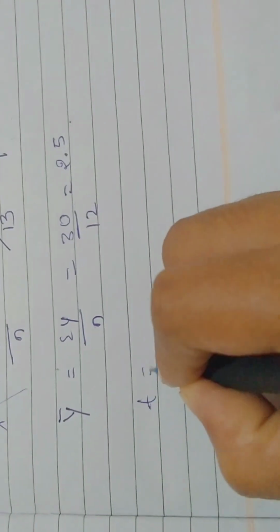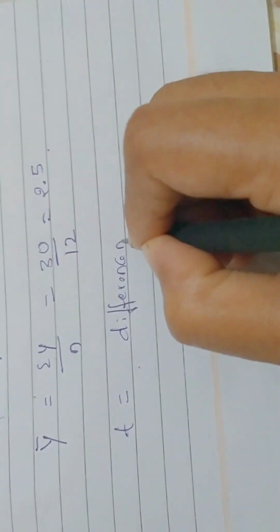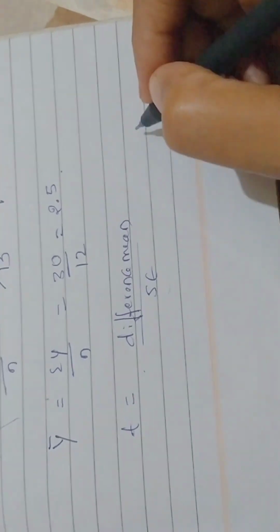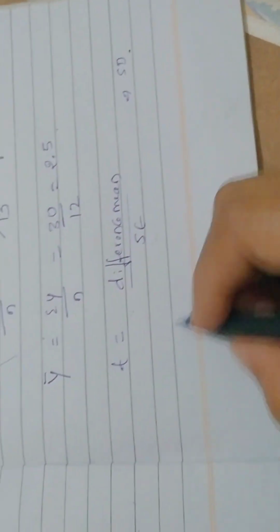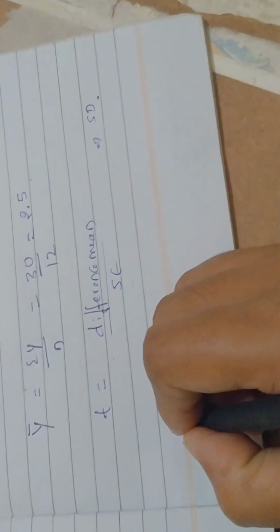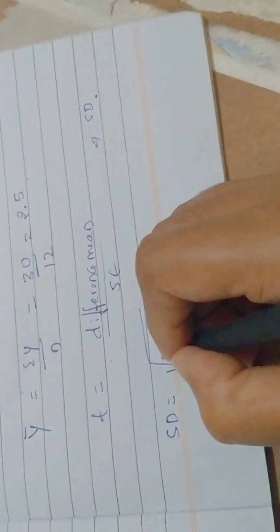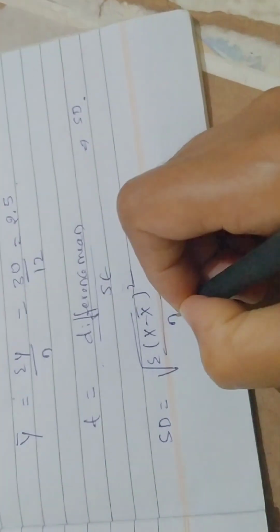So in the formula, t-test is equal to difference of means divided by standard error. But if we need to know the standard error, we need to know the standard deviation first. So we need to find the standard deviation for each of the x and y variables. The standard deviation of x is the square root of summation of x minus x bar whole square divided by n.